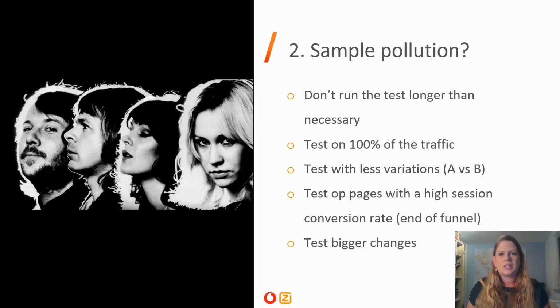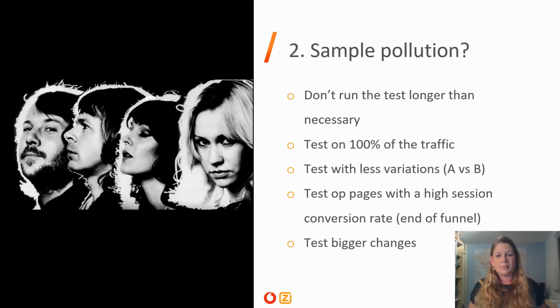And what you can do is look for pages which have a lower chance of sample pollution, and those are mostly at the end of your funnel. Like people don't return that often to a checkout page, whereas on a home page people usually start the journey and then the pollution will be much higher there. So if you have the numbers, prioritize those tests that actually have a high session conversion rate.